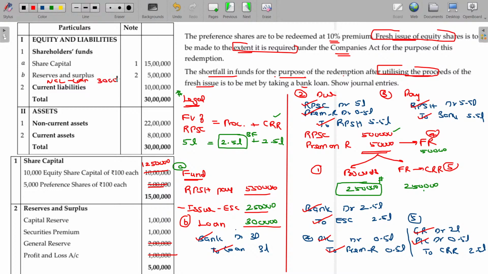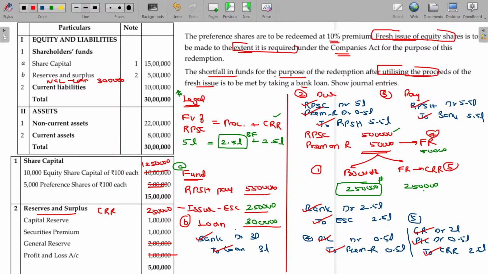New one has come. And still we have the CRR. Capital redemption reserve is also a reserve here. So I name this being CRR under reserves and surplus, 3 lakhs. So 2.5 lakhs.